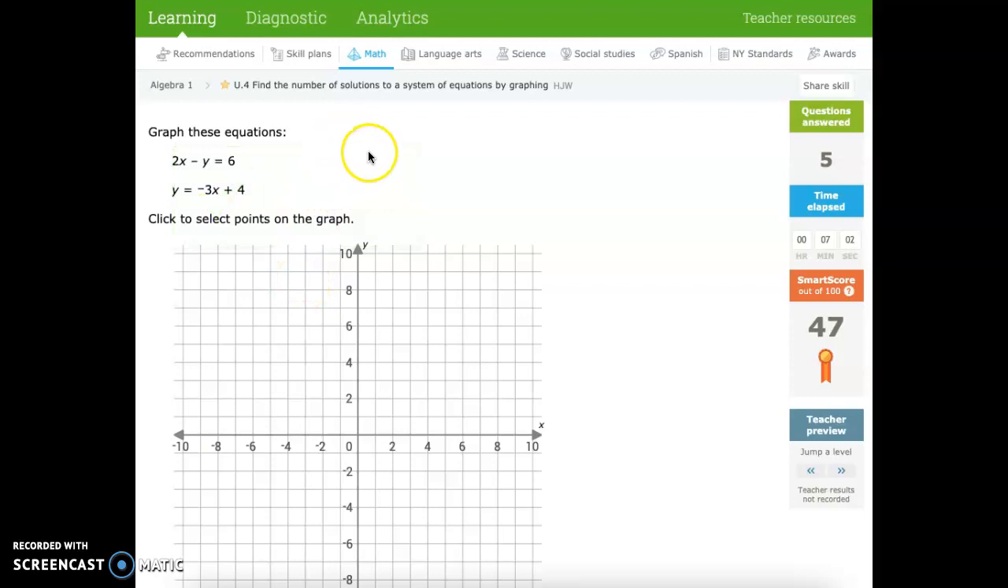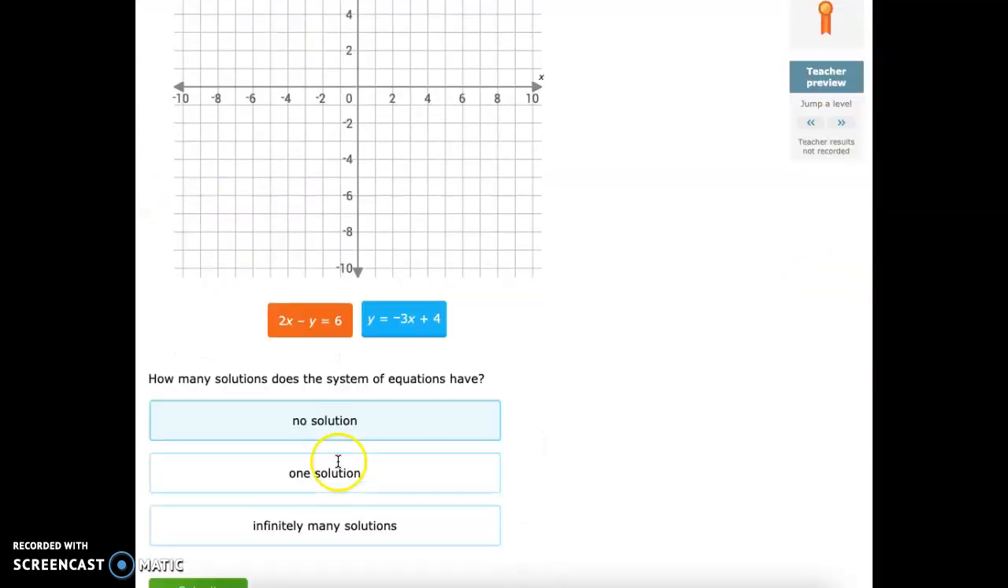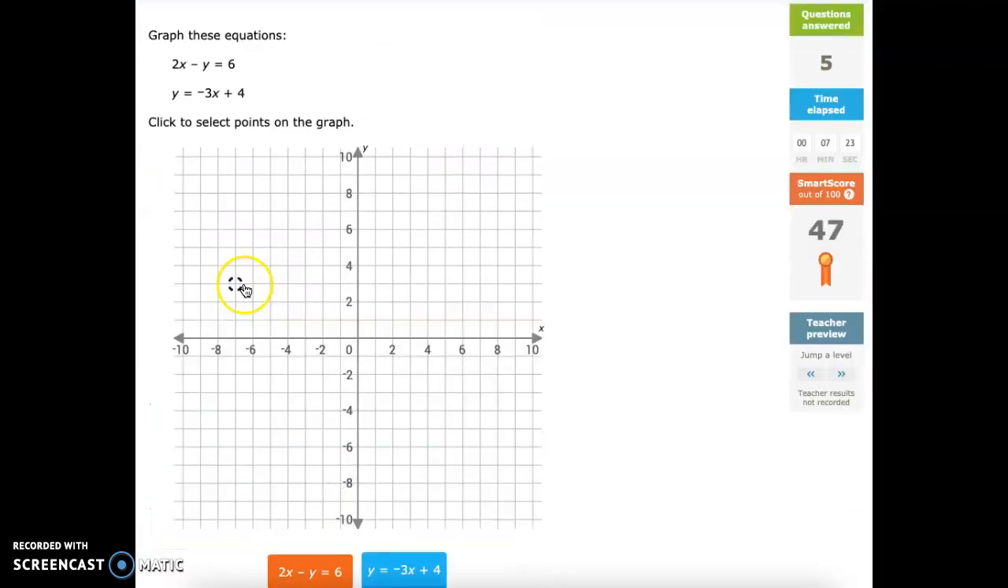Okay, here is a little bit different. We have 2x minus y equals 6, y equals negative 3x plus 4. I need to make this y equals. So I'm going to add the y over, and I'm going to subtract 6. So I have 2x minus 6 equals y. Different slopes, so I know it's one solution.